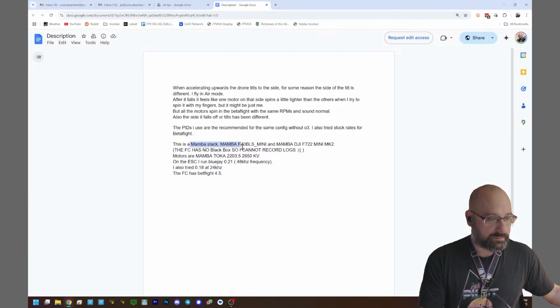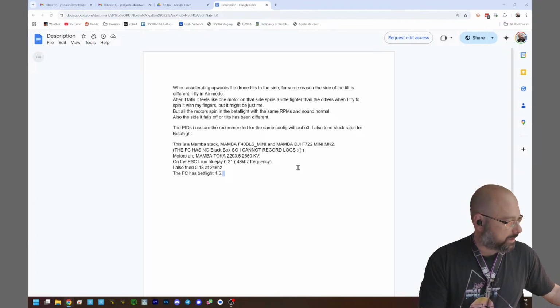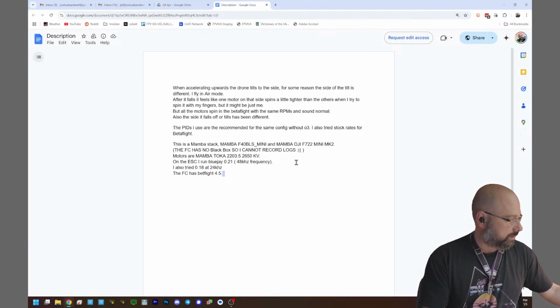Mamba Stack. BL Heli S. Damn. I was wondering if it was AM32. But it was not. So that is just not in play. Motors. 2650 kV. Are you on a 4S or a 6S battery? That's relevant. If you've got a 2650 kV, can I see the battery voltage, perhaps, in your video? Does it have battery voltage? I'm looking.